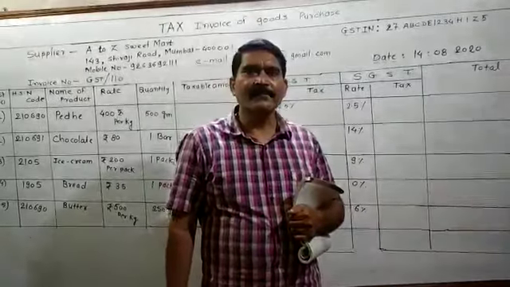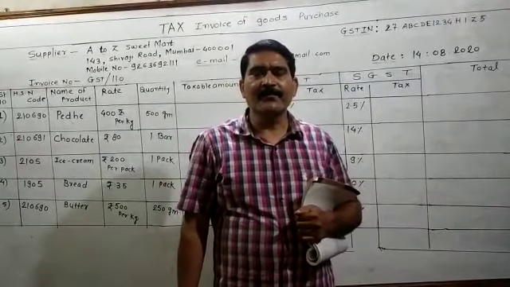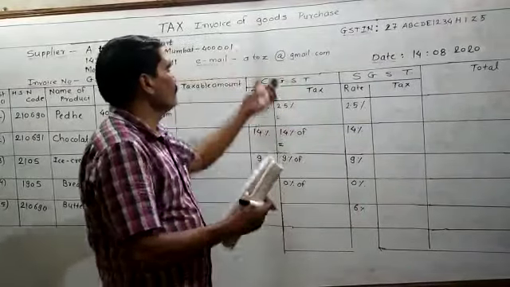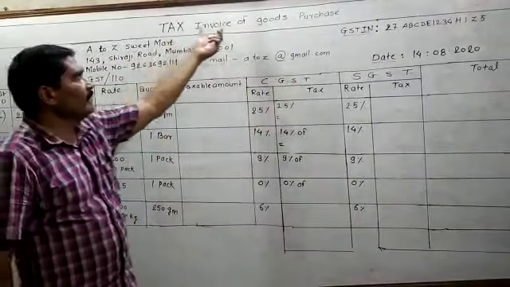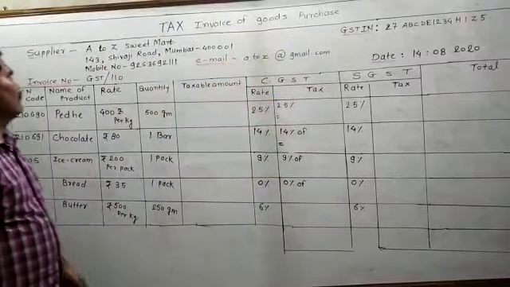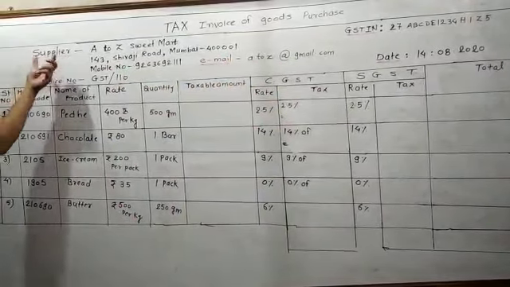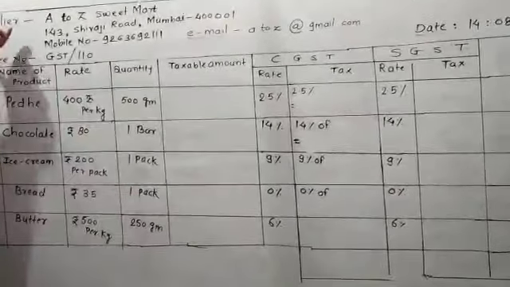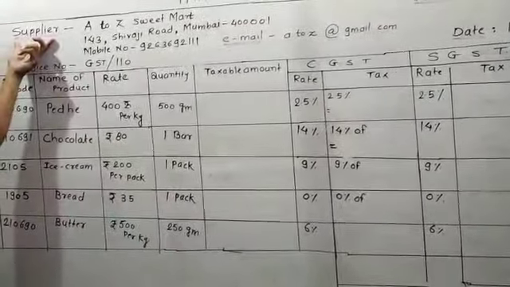Friends, today we will start with how to prepare the tax invoice. This is the tax invoice of the Sweet Mart, a tax invoice for goods purchased. The supplier's name is given in the tax invoice. If you observe any tax invoice, the first thing given is the supplier's name.